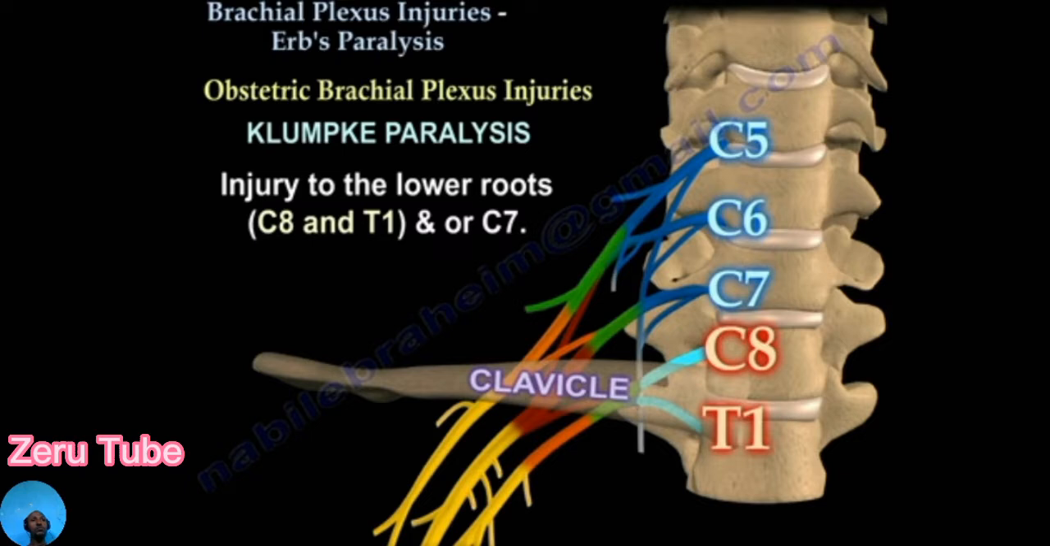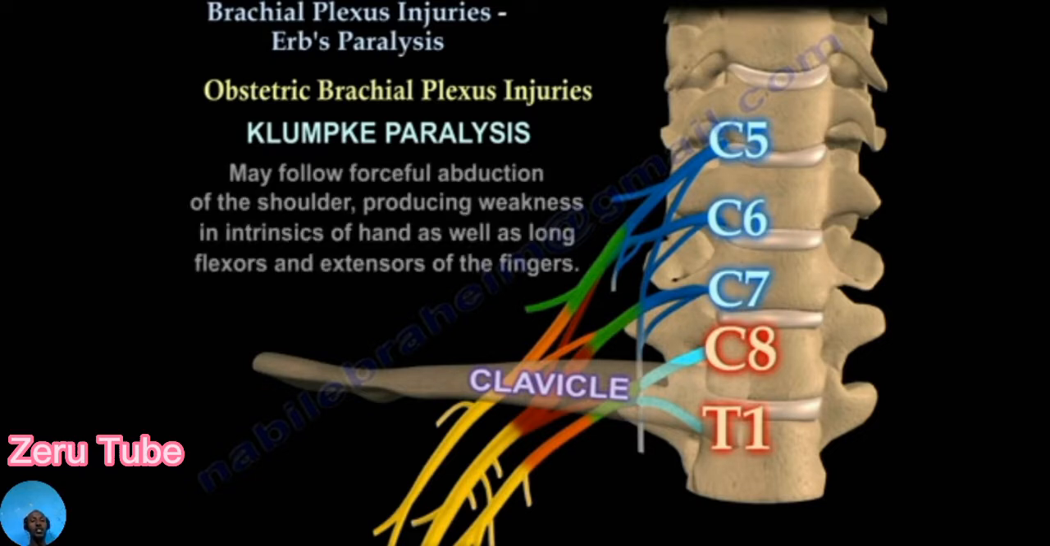Erb's is the opposite. If the angle between the neck and the shoulder is increased, you can stretch or tear C5 and C6. If the angle between the neck and the shoulder is decreased, the roots of the brachial plexus C8 and T1 are torn. So you can appreciate Klumpke's paralysis, which may follow forceful abduction of the shoulder.